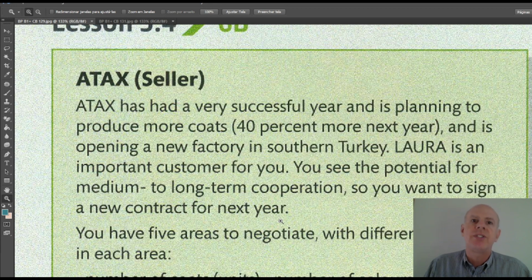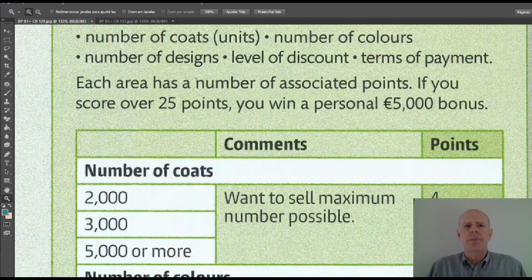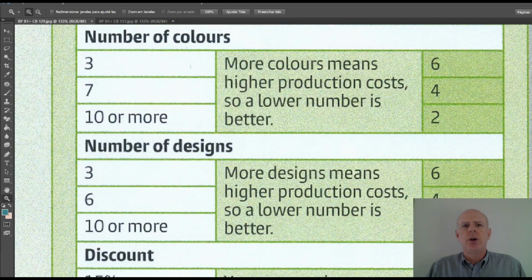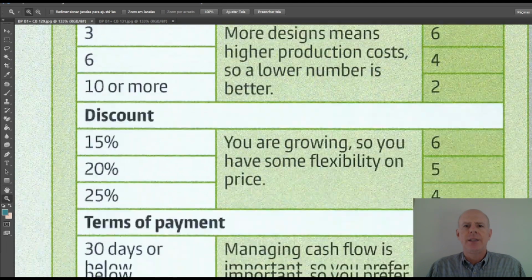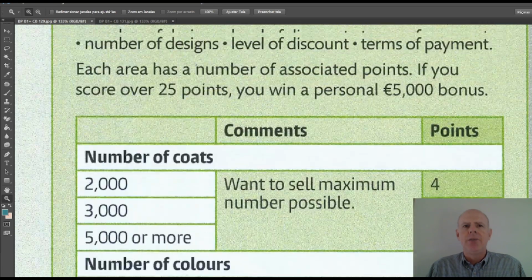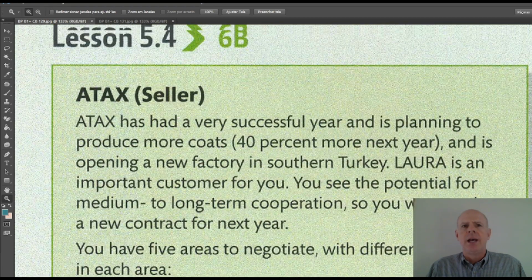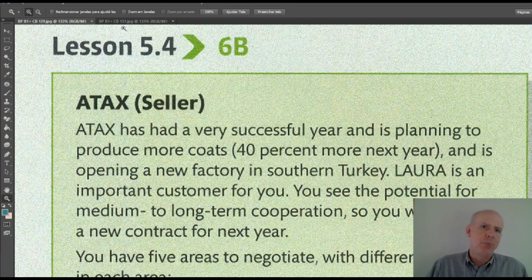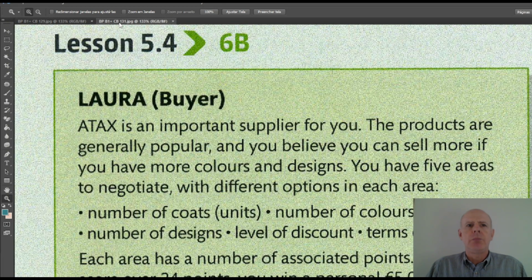So you want something. You have 5 areas to negotiate with different options in each area. Now, I think that I shouldn't show you this in detail because you could work for Laura in this exercise and then you shouldn't know all the details from ATEX. But if you wanted, you could have taken a print. And then let's learn a little more about Laura, the buyer.